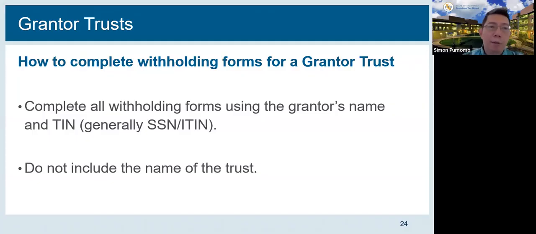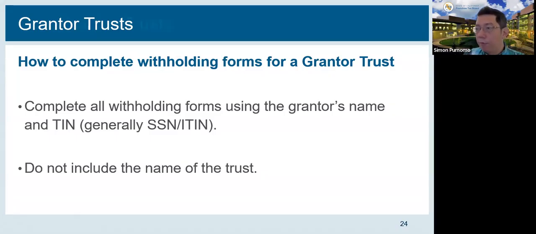Now, we care about this one because for us to apply the withholding correctly, the individual name and the SSN must be matched between the Form 593 and their income tax return. So please remind the seller not to include the trust name.